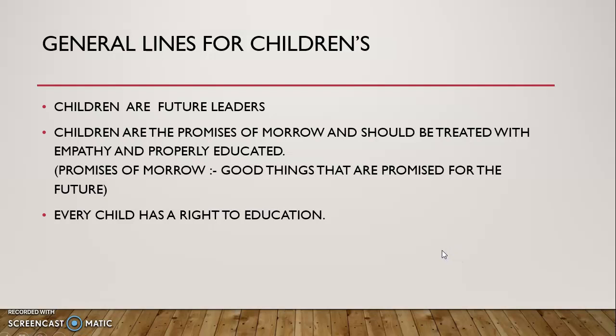Next line is children are future leaders. So there is no denying the fact that ਜੋ ਅੱਜ ਦੇ ਬੱਚੇ ਨੇ ਉਹੀ ਕੱਲ ਦੇ future leader ਨੇ. Next line is children are the promises of tomorrow and should be treated with empathy and properly educated. Promises of the tomorrow means good things that are promised for the future. So children जो की promises of the tomorrow ਨੇ and they should be treated with empathy and properly educated. उन्होंने बड़ी empathy नाल treat करना चाहिए and उन्होंने properly educate भी करना चाहिए.